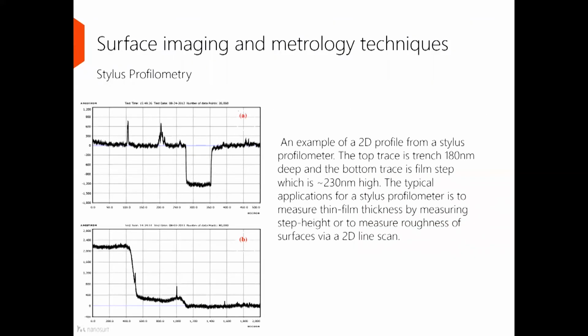Take a look at some example data from a stylus profilometer. Here are a couple of different line traces. If you take a look at the trace on top, this is a trench that's being measured at approximately 180 nanometers deep or so. And we can see on the bottom surface, we have a step height, which would most likely be a thin film that was deposited. We're measuring the thickness of that film as a function of this step height.